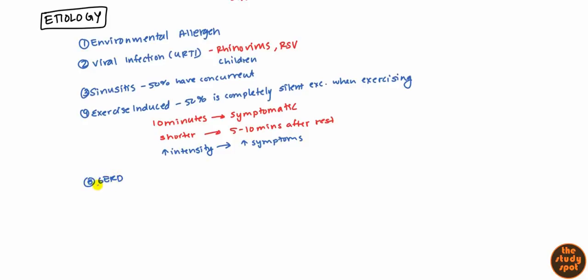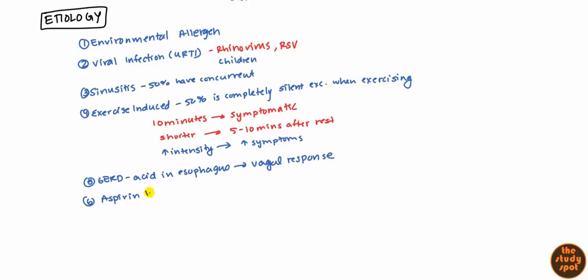GERD is another cause, and the pathophysiology behind that is thought to be that the acid in the esophagus triggers a vagal response, and this vagal response will then generally cause constriction of the bronchus. So that's the idea there.